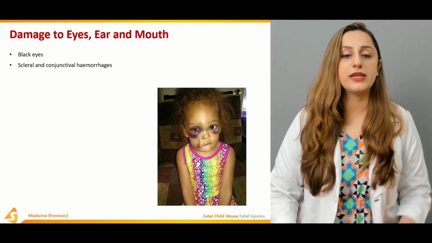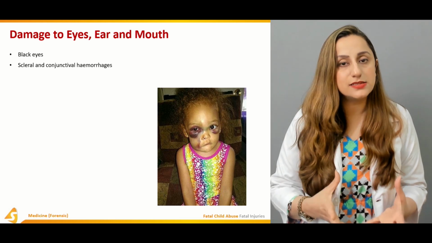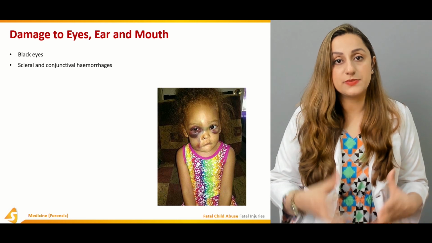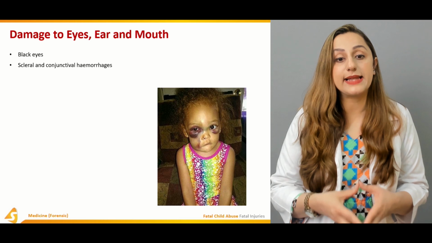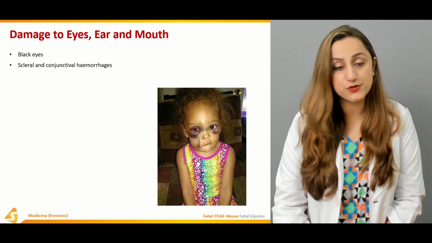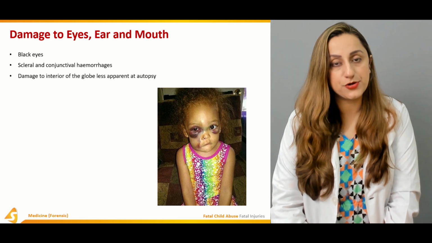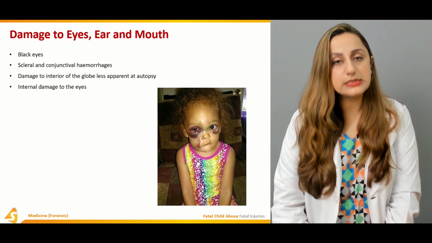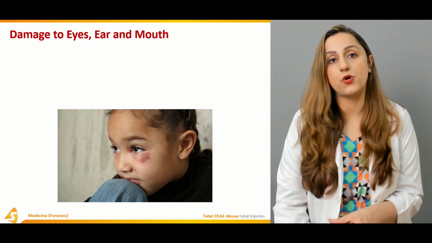Black eyes: whenever we are concentrating on the eyes, mouth, and ear of a child that has been subjected to abuse, we have to look for the black eyes phenomenon. The scleral or the conjunctival hemorrhages have to be looked for. Damage to the interior of the globe is less apparent at the autopsy. The internal damage to the eyes is also to be looked for and emphasized upon if it is found in such a case.